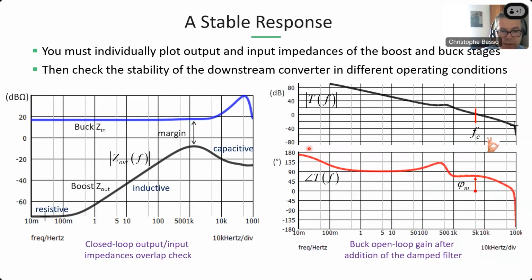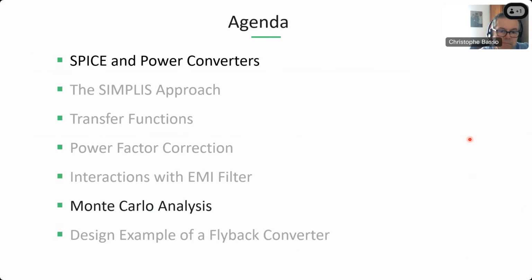And then you can see here, there's no problem. The buck input impedance is flying well above here the output impedance of the boost, and there is no impact on the control to output transfer function of the buck characteristics. So let's have a look now at a little bit of Monte Carlo analysis.